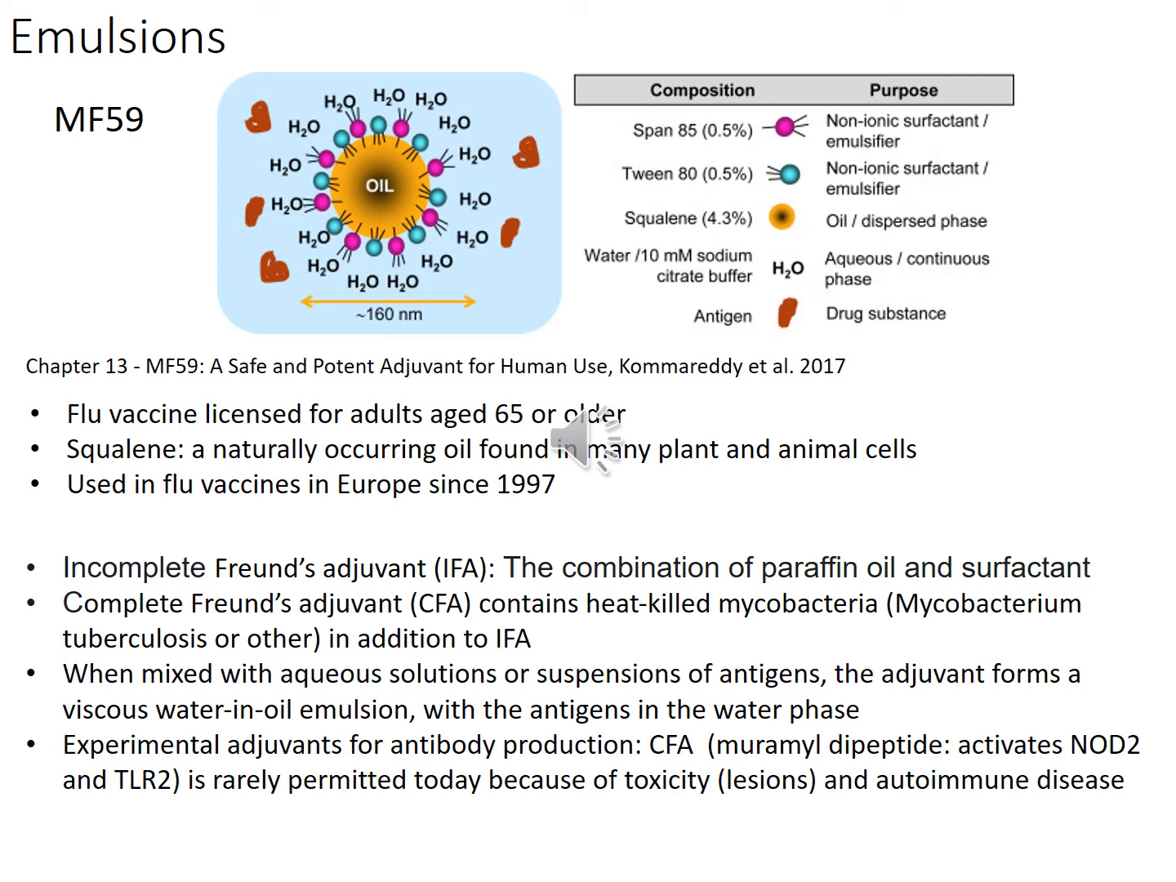The other very important adjuvants that use this emulsified adjuvant effect is the incomplete Freund's adjuvant, the IFA. And here the adjuvant is paraffin oil and surfactant, which create the emulsion. Before the incomplete Freund's adjuvant, we often used the complete Freund's adjuvant, which in addition to the paraffin oil and the surfactant contains heat-killed mycobacteria. So tuberculosis or some other form of mycobacteria added into the mixture.